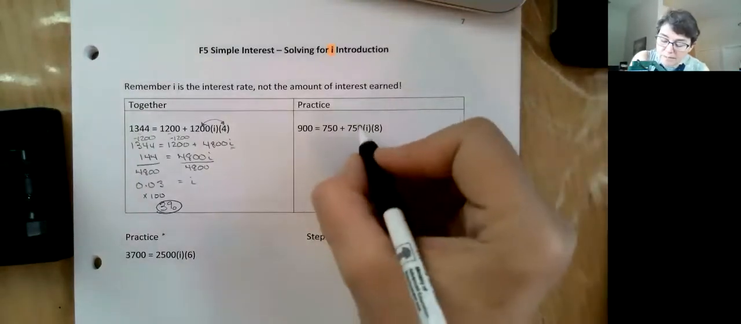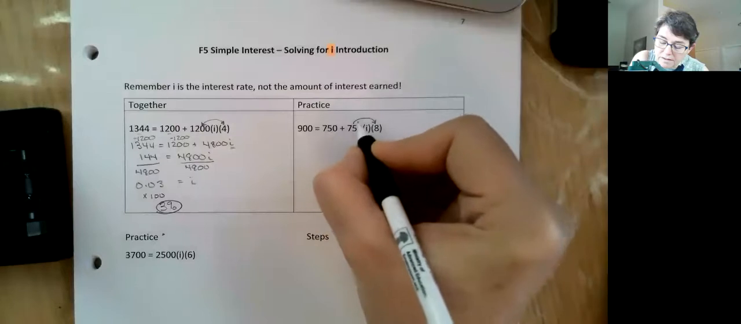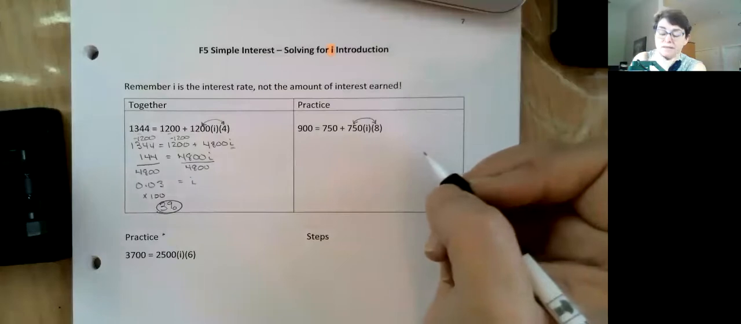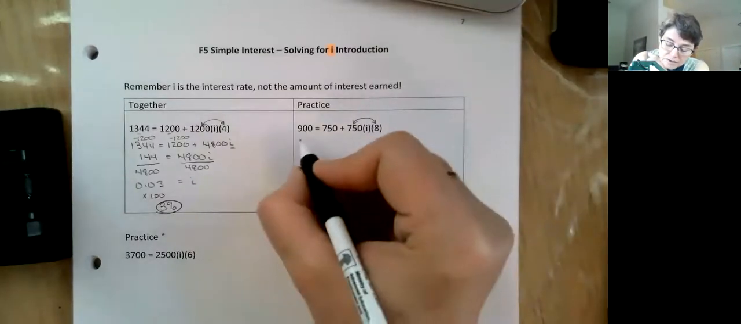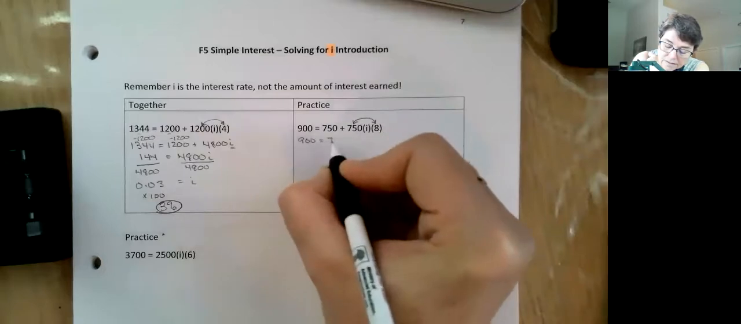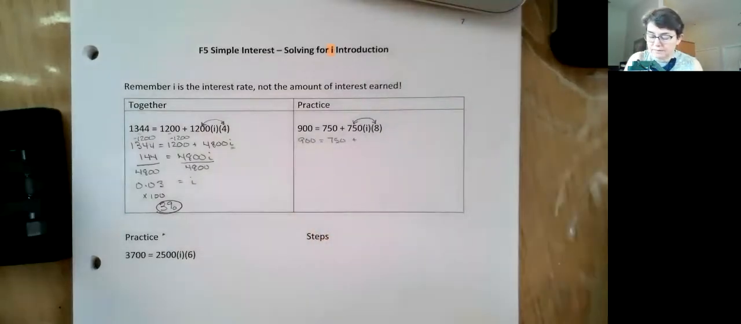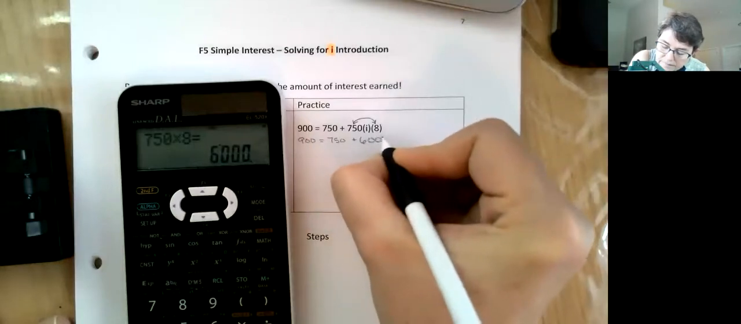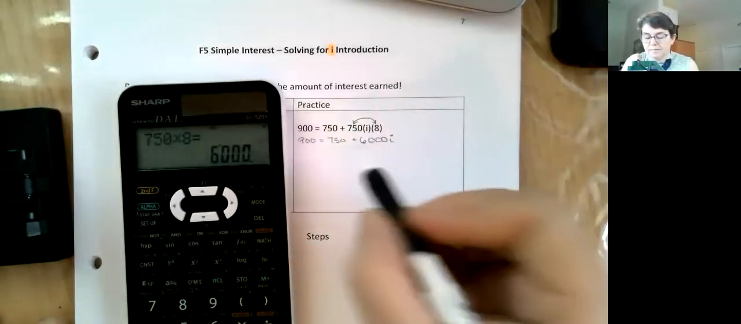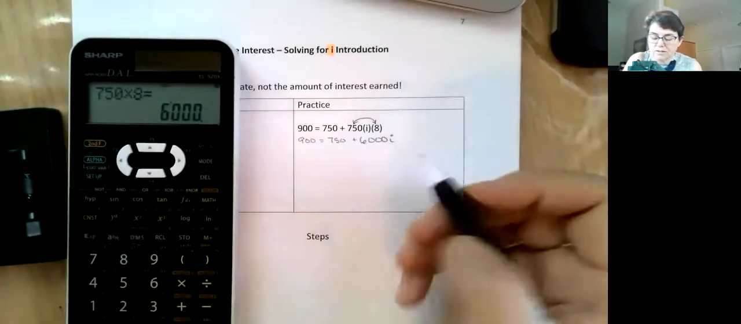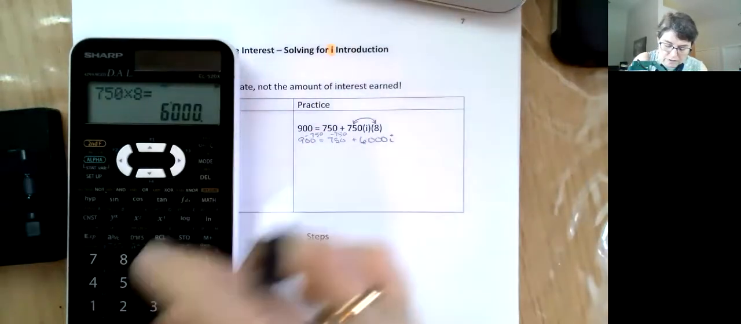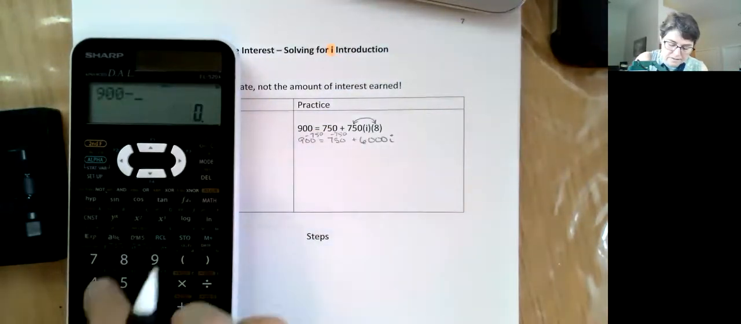All right, same thing as before. I'm going to multiply these two together first. I can't put the, it looks like you should. It looks like it'd be so nice, but nope. Gotta follow the rules. So 900 is equal to 750 plus 6,000 I. Now we need to move the numbers all onto one side. So subtract 750. 900 minus 750.